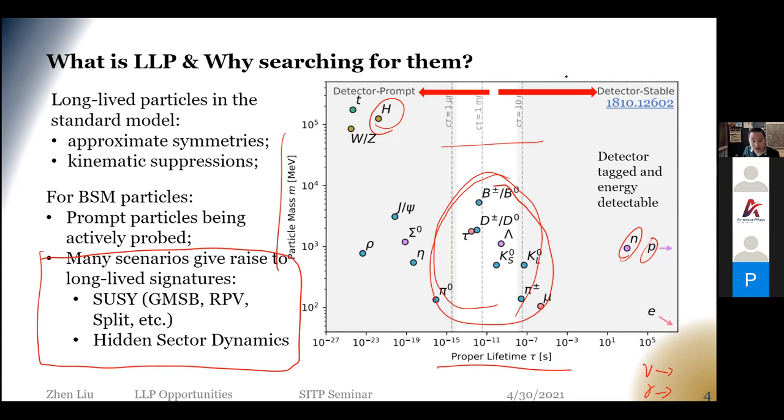And for this audience, I don't think I need to motivate you too much about such a possibility and its plausibility, such as supersymmetry giving rise to those, and hidden sector dynamics in the feeble coupling cases often giving rise to long-lived particle signatures. By the way, I forgot to mention, please feel free to interrupt and ask questions directly.